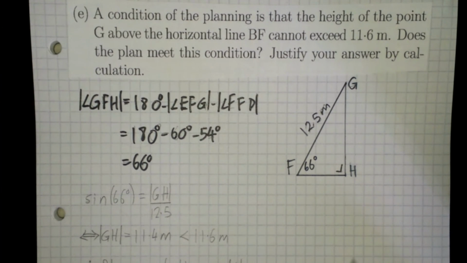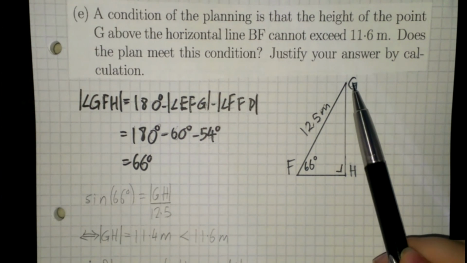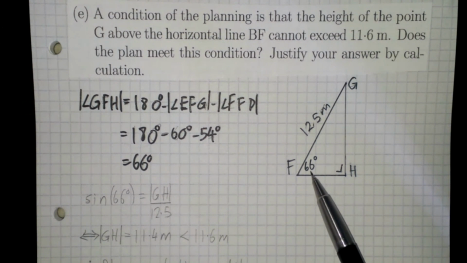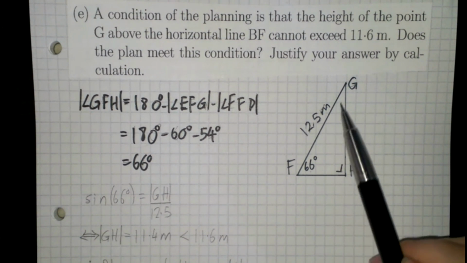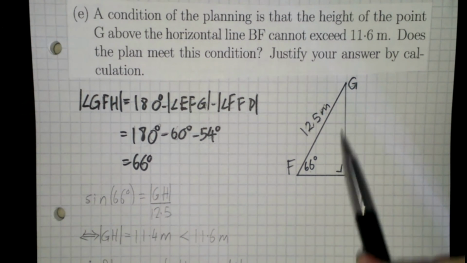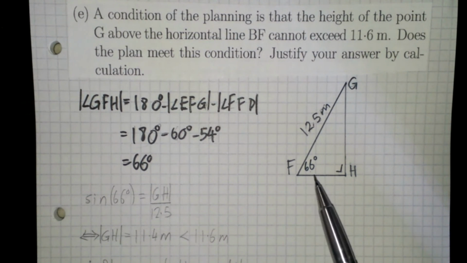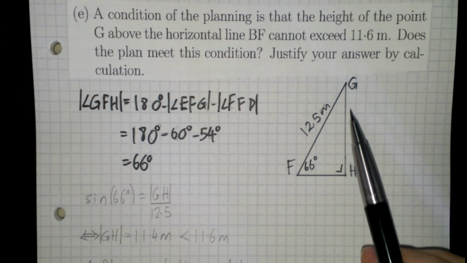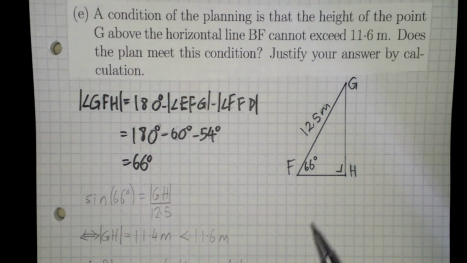Here is my new triangle then. I have F and G are already given. I'm making this point H, which is where this vertical line touches the extension of the line BF. So I've worked out this angle is 66 degrees. In one of the early parts of the question, I think it was part B, we worked out that this length here is 12.5 meters. So now I have a right angle triangle, and I know it's right angled because this line here we're told is horizontal, and I'm looking for the height above that, so it's going to be vertical, and the angle between horizontal and vertical is 90 degrees.